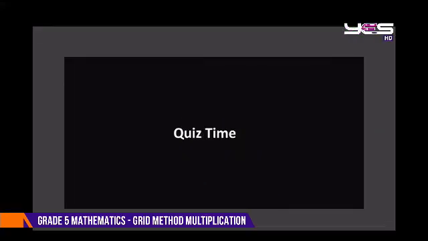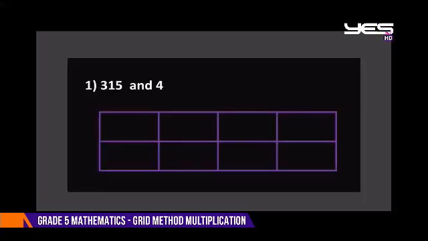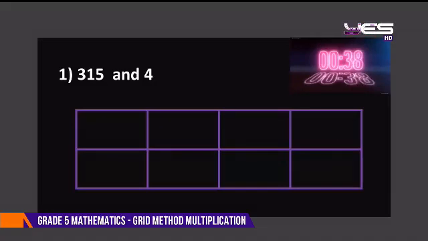So now it is our quiz time. Okay, let's try our first number, 315 multiplied by 4. I will give you 40 seconds to complete this. T minus 40 seconds. T minus 30 seconds. T minus 20 seconds.